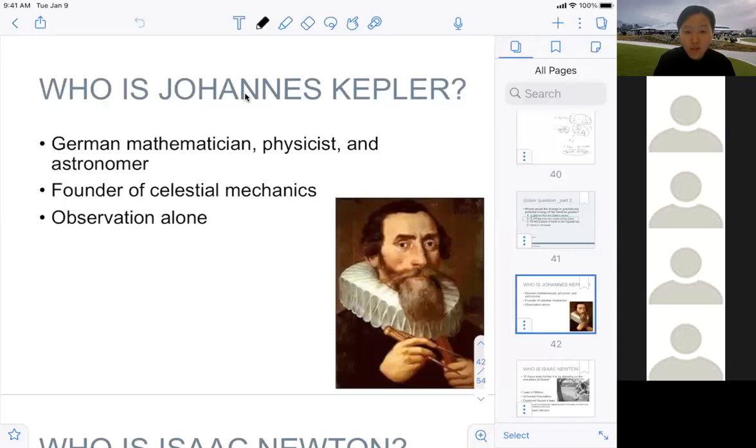Okay, so Kepler started making observations about the motion of the planets way before Newton came up with the gravitation law. So who is Kepler? He is a German mathematician, physicist, and astronomer. He made observations alone. He's a founder of celestial mechanics, and he made predictions about how planets move, and all of that was based on his observation of the motion of the planets alone. Isaac Newton came up with the universal law of gravity, and that came later than Kepler.